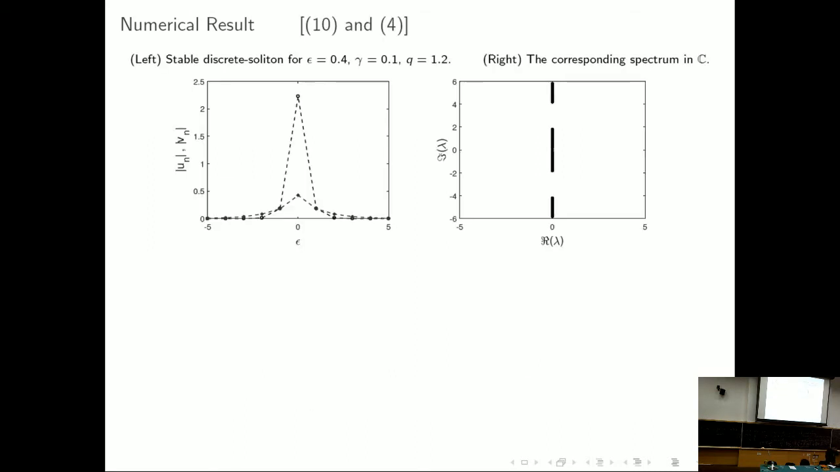And then here is the left. There is a typo there. It should not be epsilon, but it should be n. So that's between -5 and 5. The blue one I think is u, and the red one is v. And then the right-hand side is the corresponding eigenvalue spectrum. The horizontal axis is the real part, and the vertical axis is the imaginary axis.